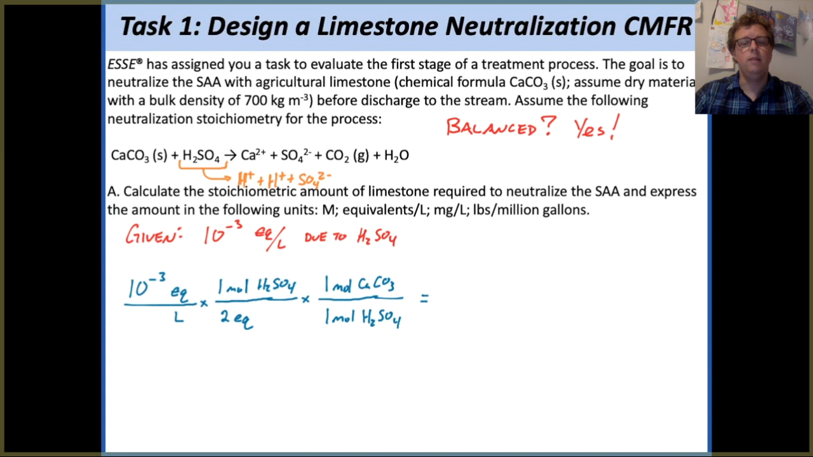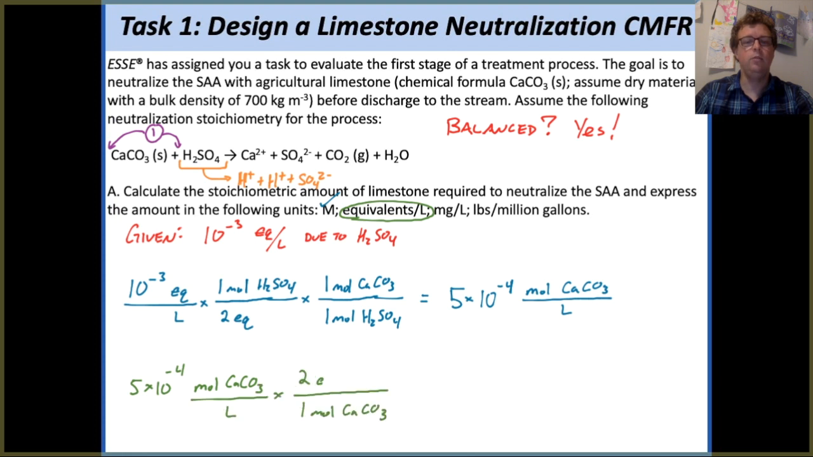We can use our balanced chemical reaction to get into moles of calcium carbonate. And you can see why is that a 1-to-1? Because in the balanced chemical equation, as I'm highlighting in purple, there's an implied 1 in front of both of those. So we can solve that out, and we get 5 times 10 to the minus 4th moles of calcium carbonate per liter. And of course you'll remember that's molarity, moles per liter, so we're done with the first set.